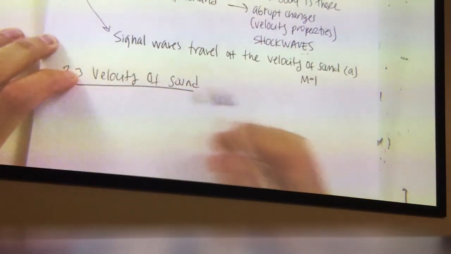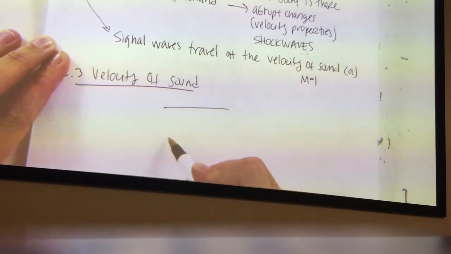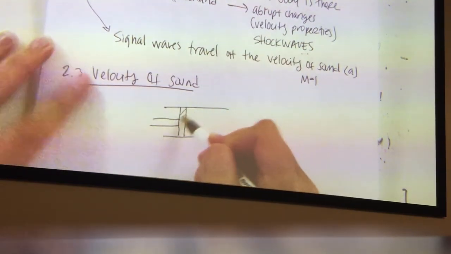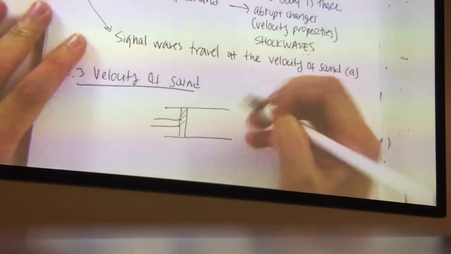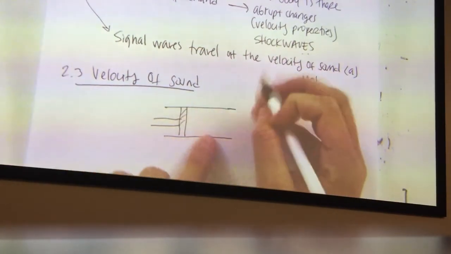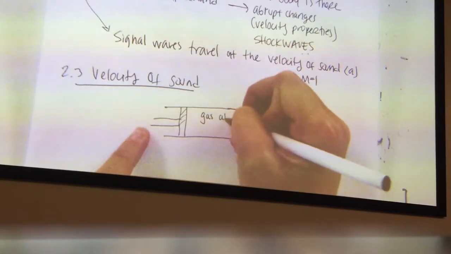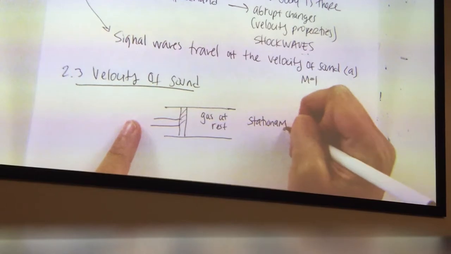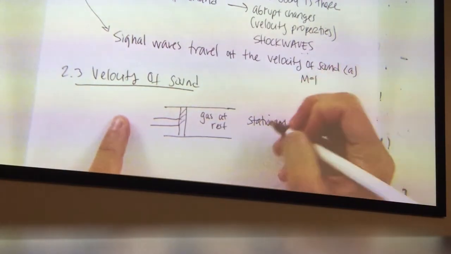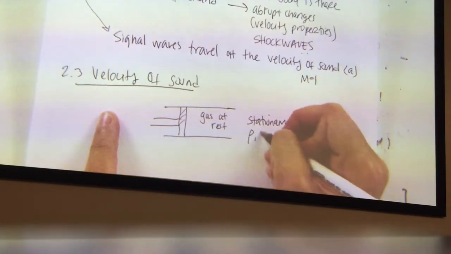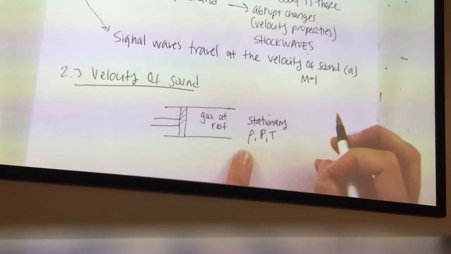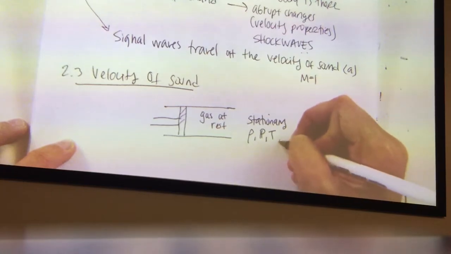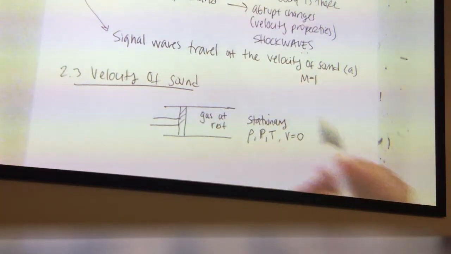In order to derive this equation, let's set up a case. Let's imagine a piston. This piston can either expand or compress the flow. Before that, the gas here is at rest. So we have stationary gas, nothing is moving, with properties of temperature, pressure, and density. And because it's at rest, the velocity is equal to zero. So that's the state before anything happens.